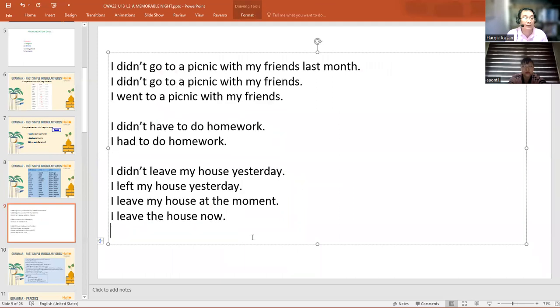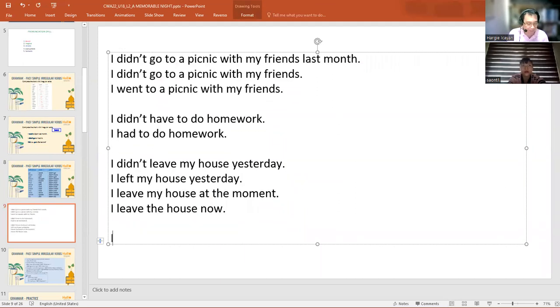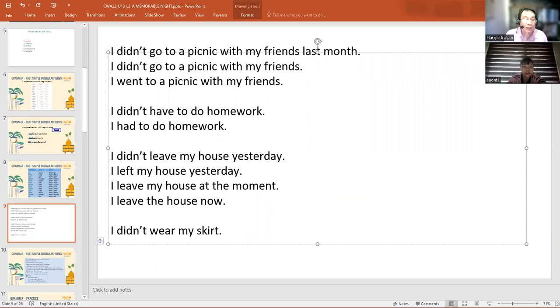I didn't wear my skirt. Okay, this one is negative. Can you please use that one in a positive? That's in the past. I wore my skirt. Okay, this one is correct.